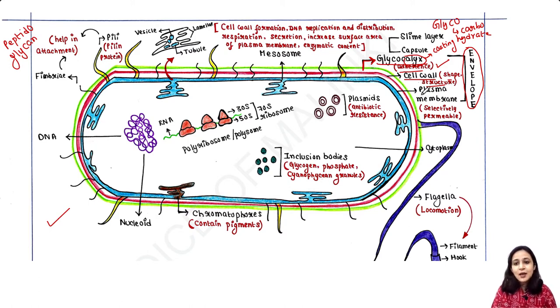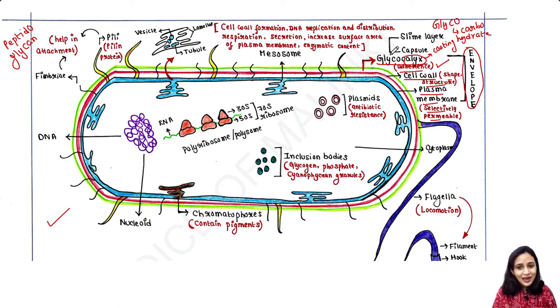And the third is plasma membrane that is present beneath the cell wall. Plasma membrane is more or less like eukaryotic cell plasma membrane. It is selectively permeable. That means it permits some substances to enter the cell from outside and to exit the cell from inside. These three parts are called envelope.